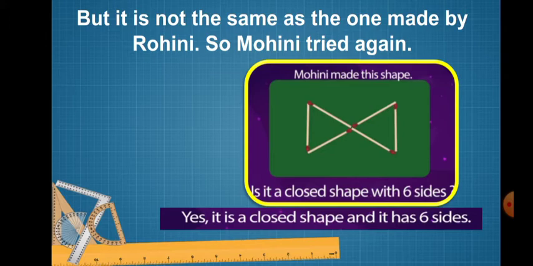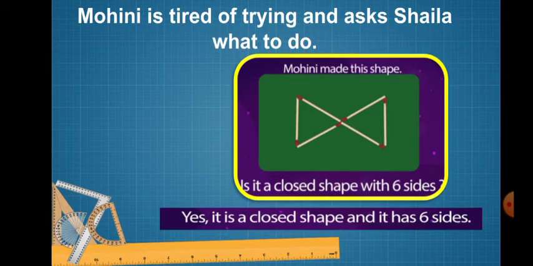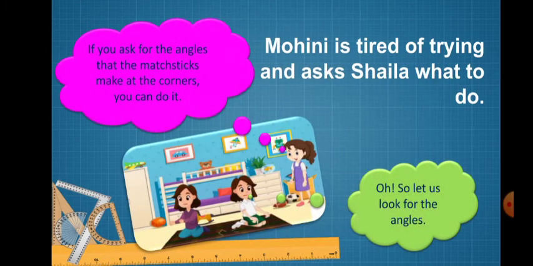So Mohini tried again. Mohini made this shape with 6 sides. It is a closed shape. Mohini made this shape again. It is a closed shape with 6 sides. Mohini is tired of trying and asks Shaila what to do.